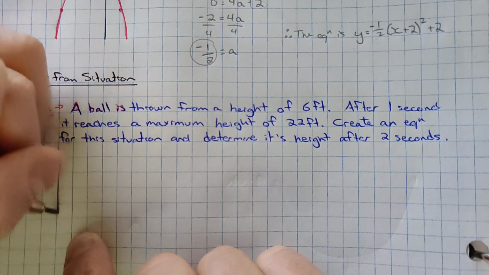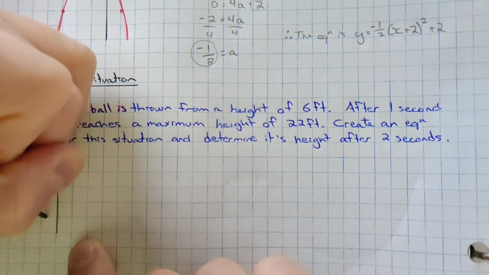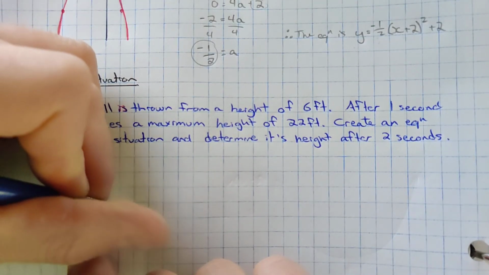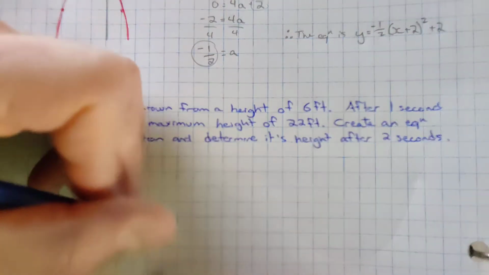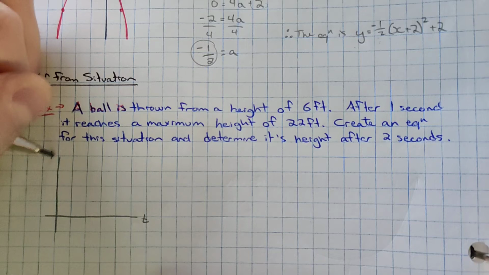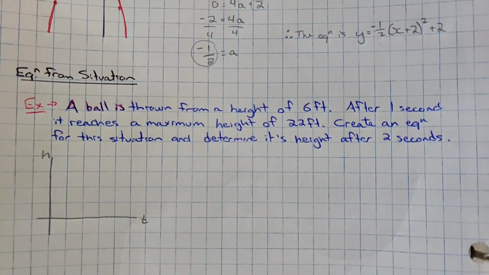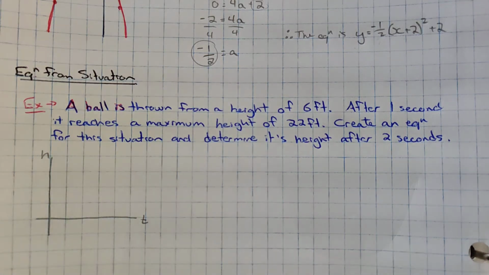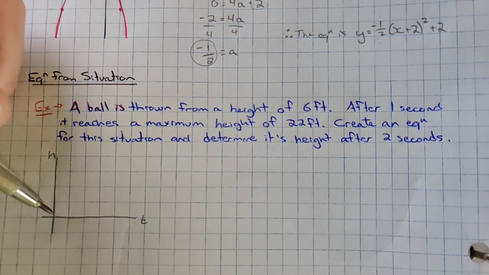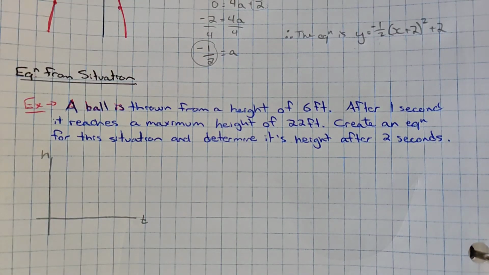I'm going to just draw a quick little sketch of this graph. Now, because this is a real world situation where we're throwing a ball, we have time, we have the height of the ball. We're not going to have a negative value for the height because it's not going to go into the ground. And we're not going to have a negative value for the time because it starts at 0. That's when we've thrown the ball. So we're going to start our time at 0. So we just need to worry about the positive values on the graph.